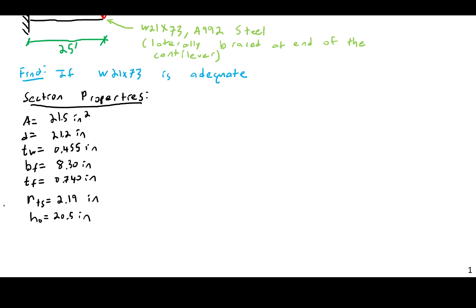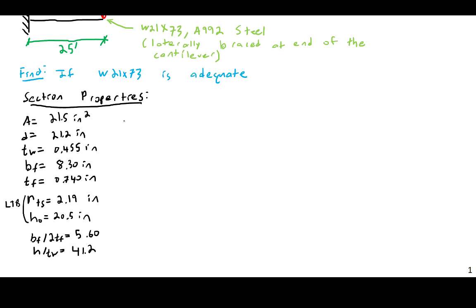Then let's see what else. Our compact section criteria. These are going to be used for lateral torsional buckling. BF over 2TF is already calculated for us, and this is 5.60. This is the slenderness check, or the compactness check for the flange, or that limiting ratio anyway. And H over TW is going to be equal to 41.2, and then a few other things.